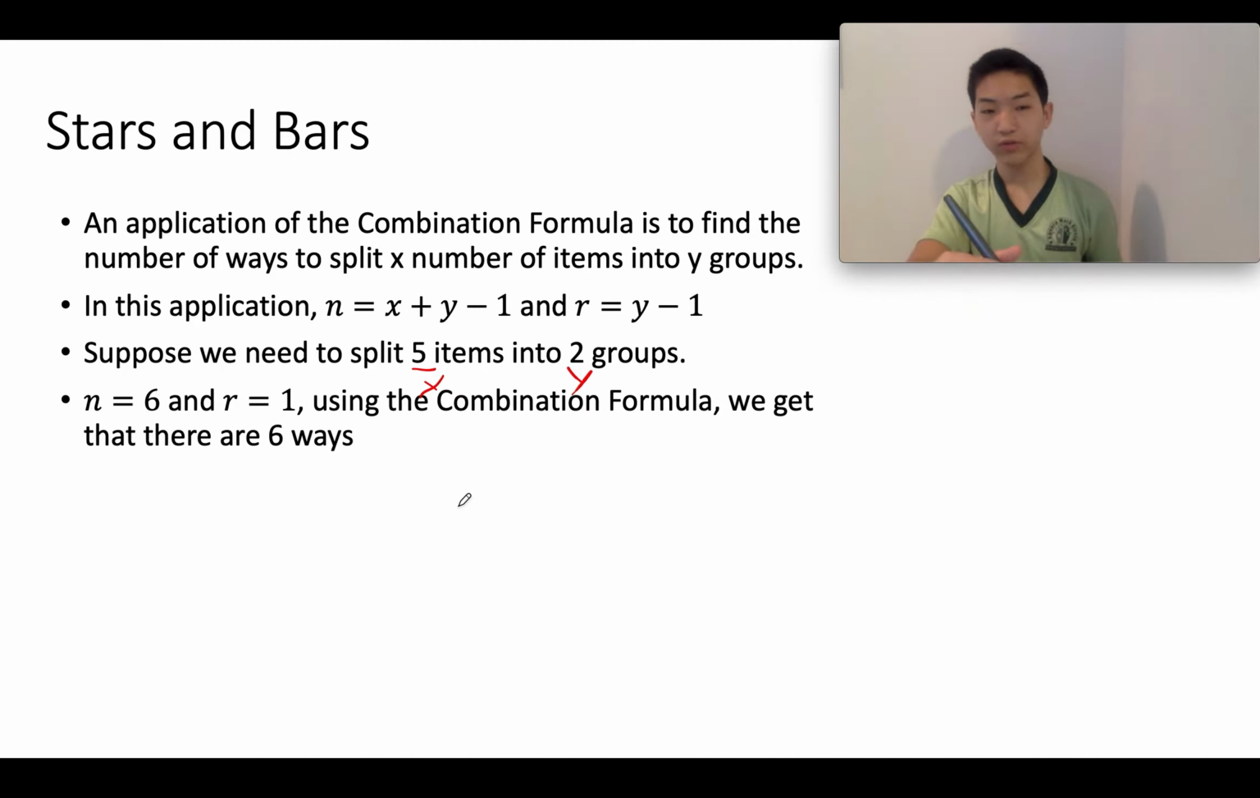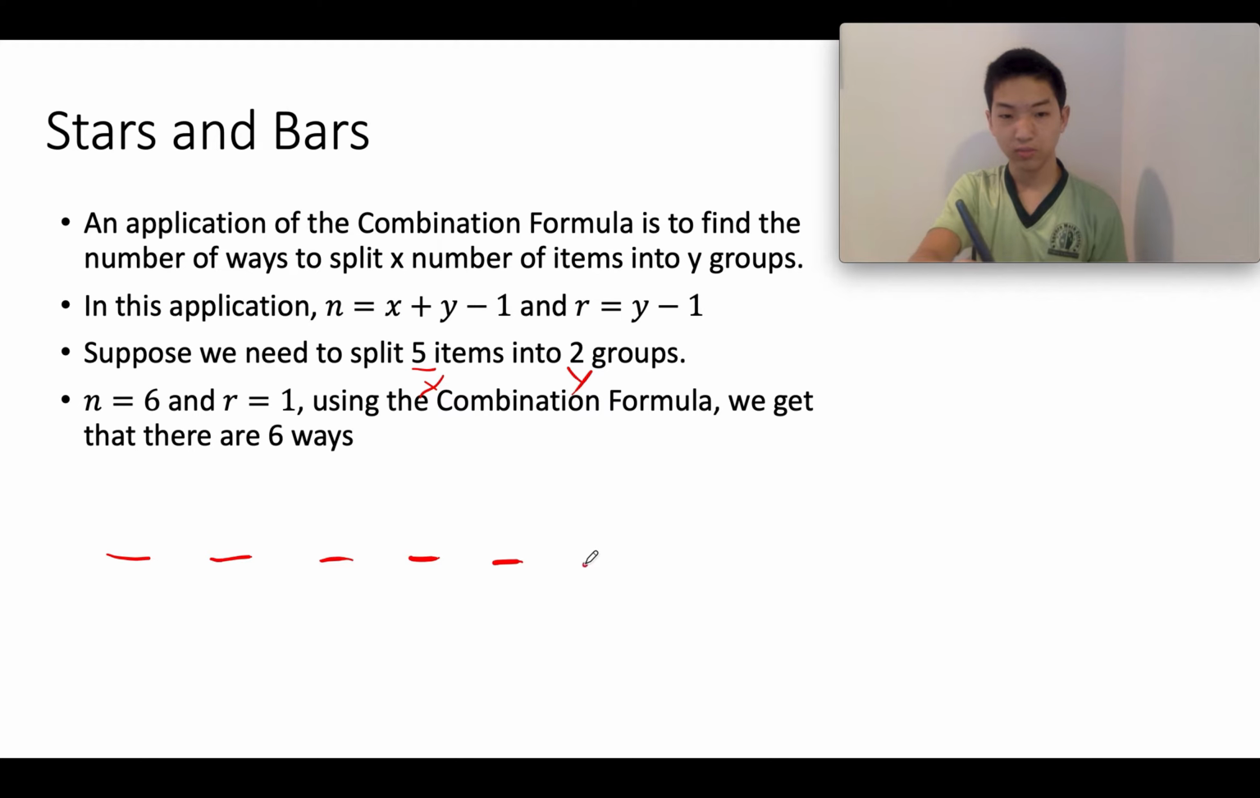So in case you're wondering why this works, well, let's see how the combination formula represents this example. So there are 6 elements in the set. So we can just draw 6 blanks. Now we're finding the number of ways to choose each of those elements. So the reason why it's called the stars and bars is because you're representing the items as stars, and you're representing the divisions between the groups as bars.